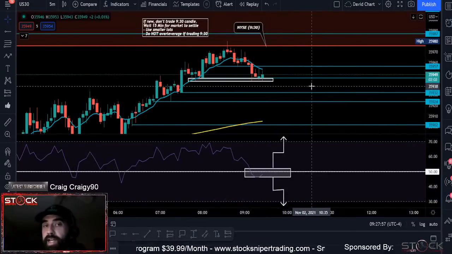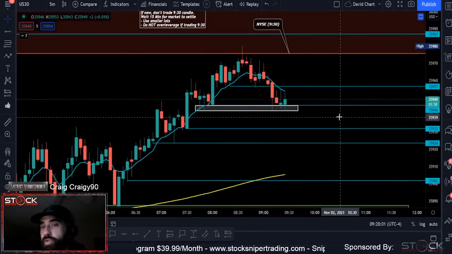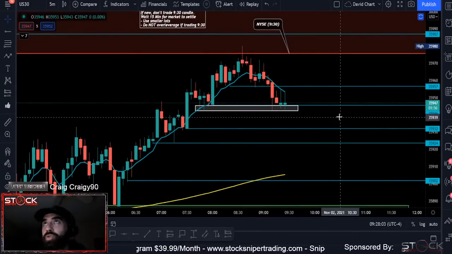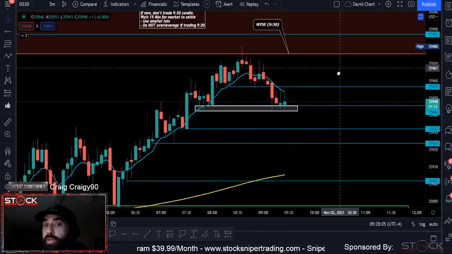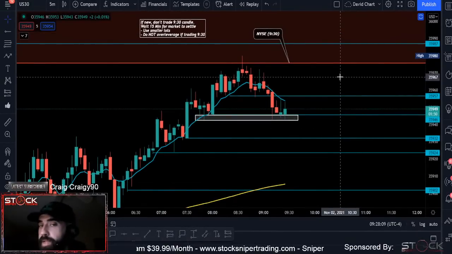RSI is a lagging indicator. Relative strength is not used for buy and sell signals. It's used to see where you're at in the actual market. And you can mark it up. That's what I like about the RSI. You can mark it up and stuff like that. You can look for potential patterns playing out. All right, so let's wait and see, guys.